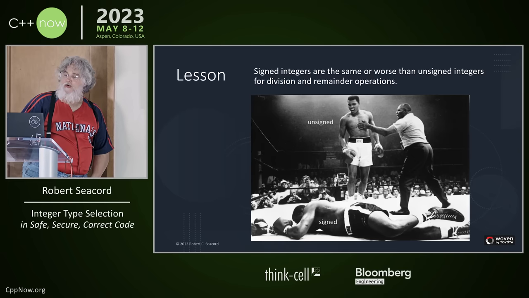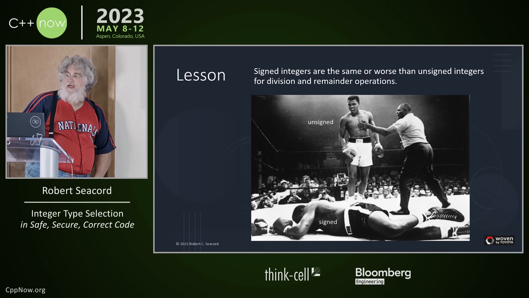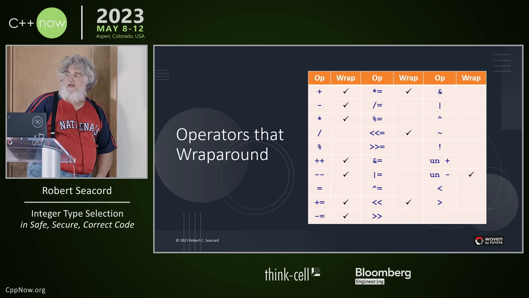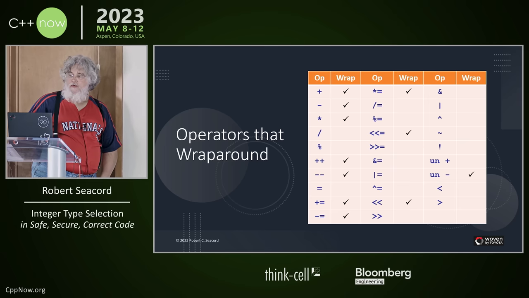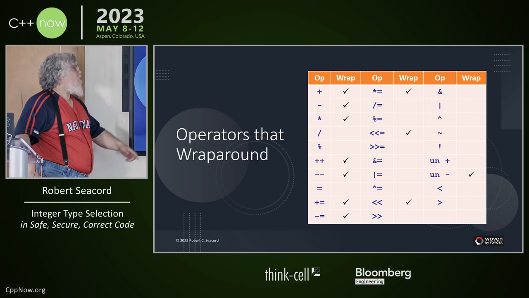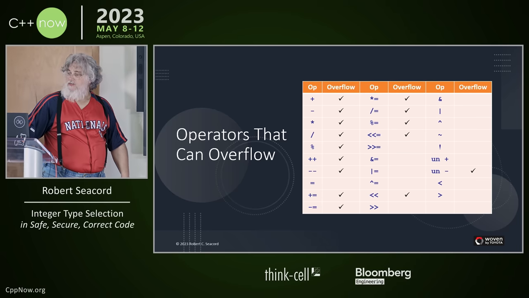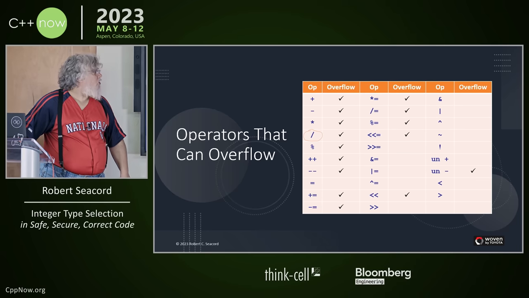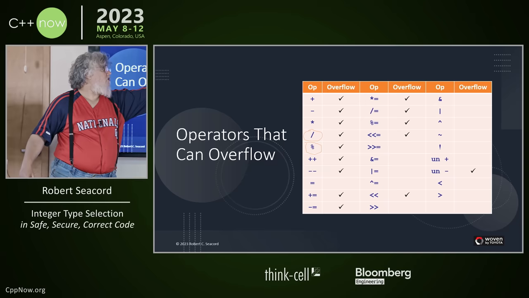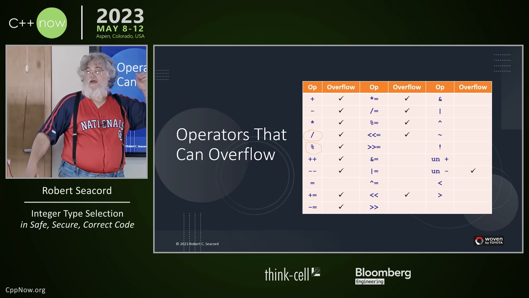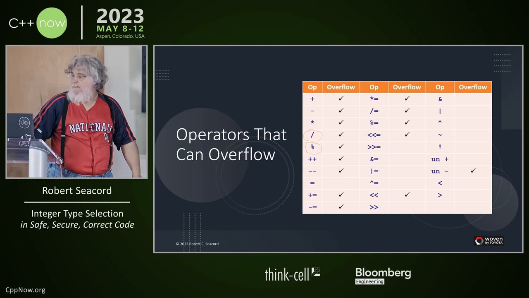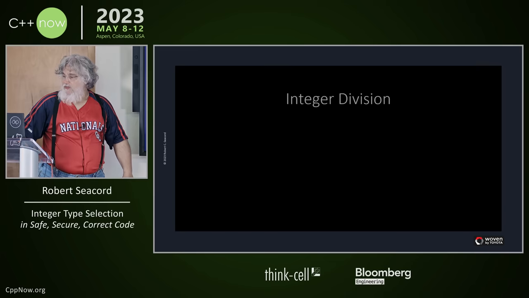Okay, so signed integers are the same or worse than unsigned for division and remainder. What I mean by that is here are all the operations that can wrap around, and you'll notice that division and remainder cannot. So here are all the operations that can overflow, and you'll notice that division and remainder can. So it's sometimes not well understood.